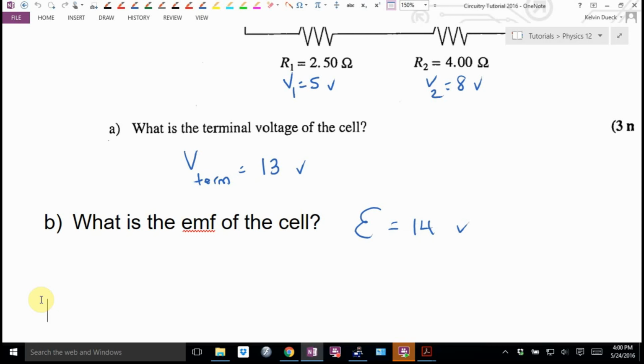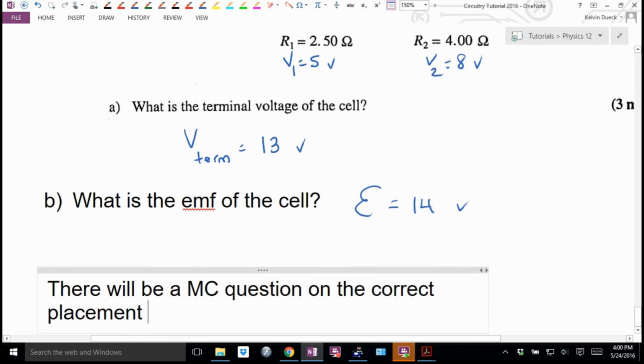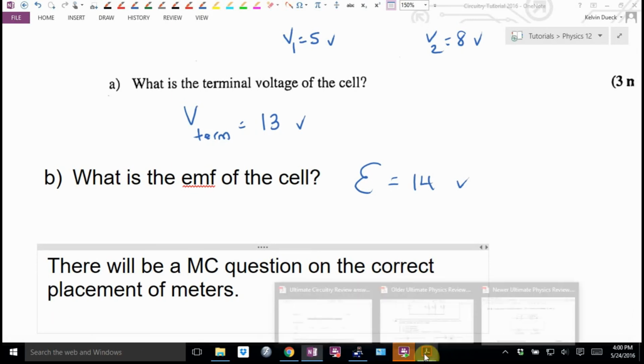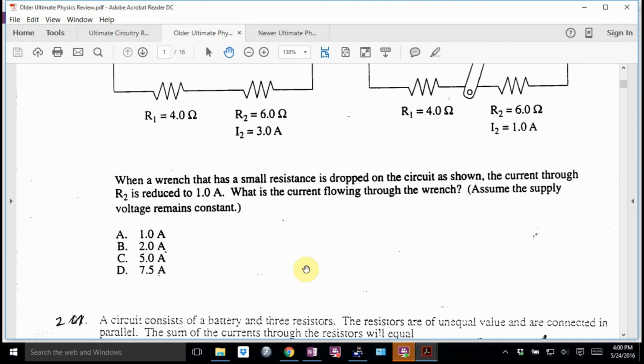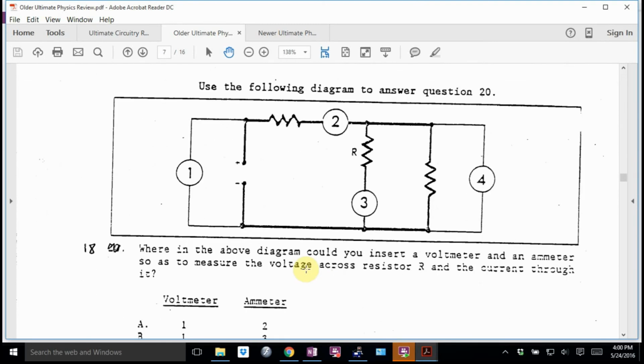Oh yes. There will be, what does MC stand for? Multiple choice question on the correct placement of voltmeters and ammeters. Something like this. Number 18. I know, but I don't want to do your homework for you. I'm trying to pick questions you haven't seen before.